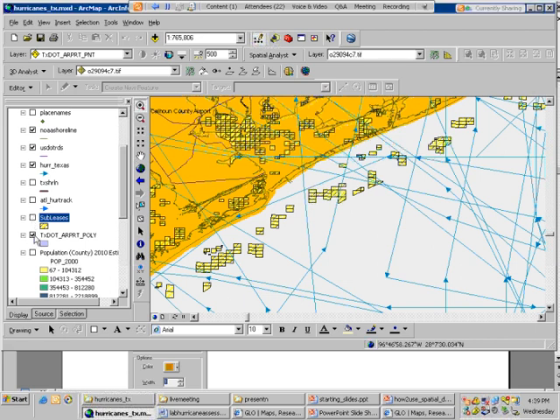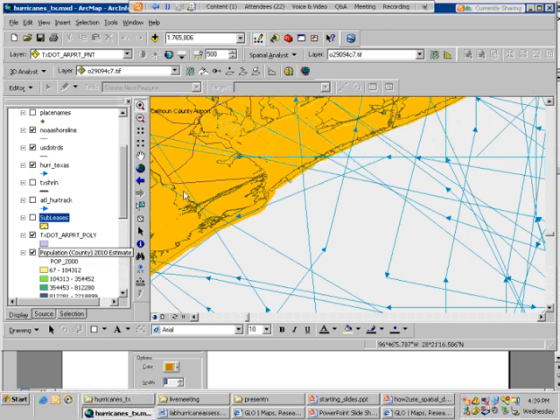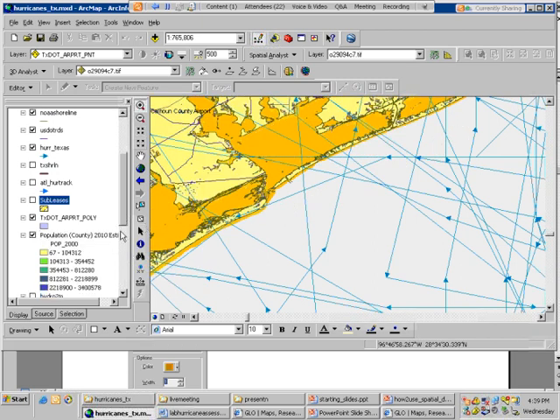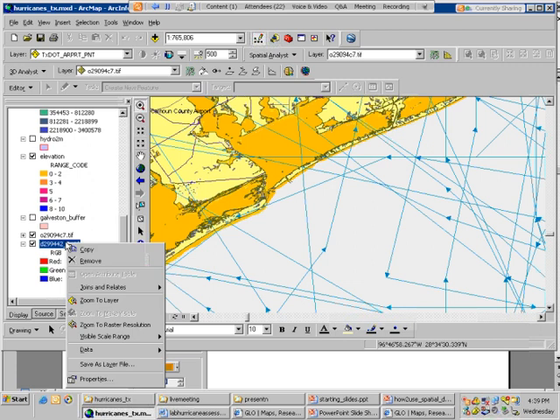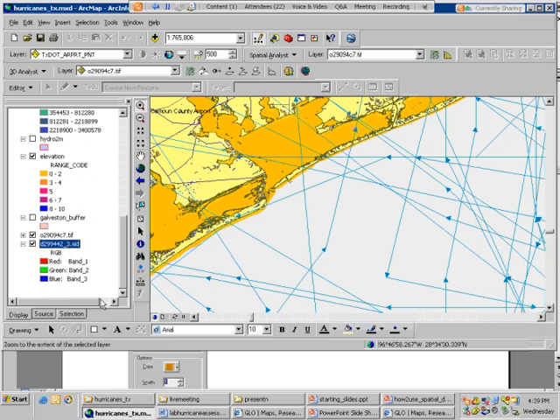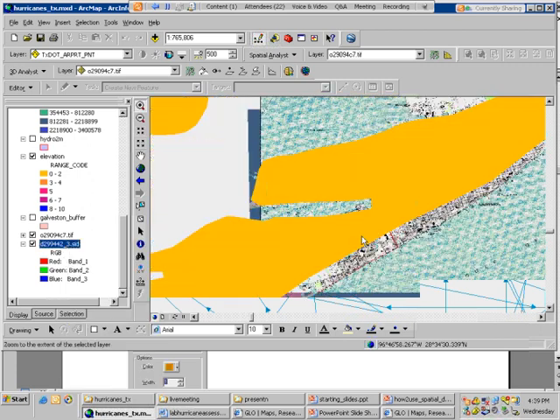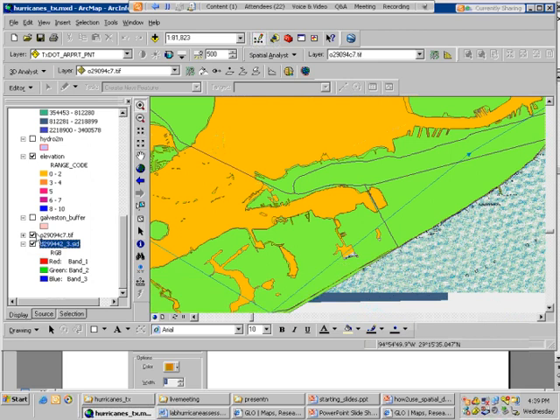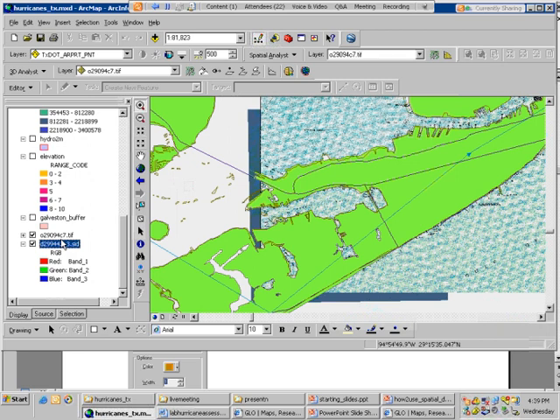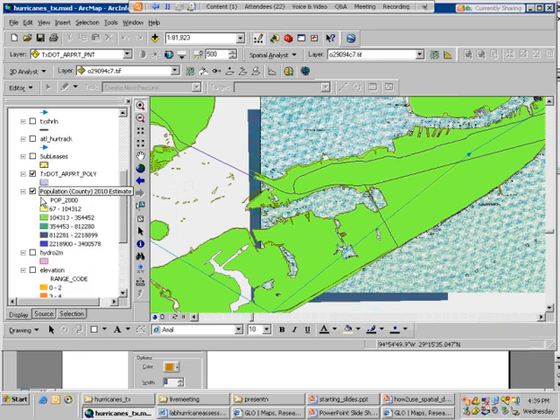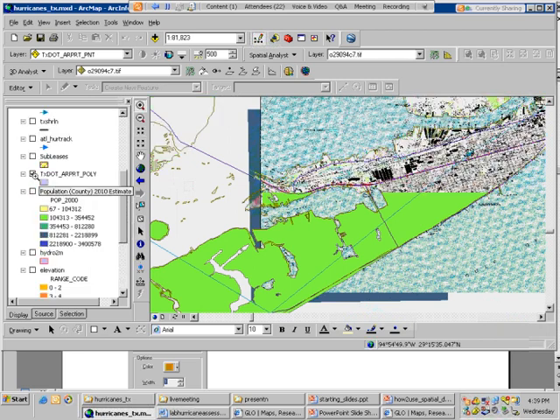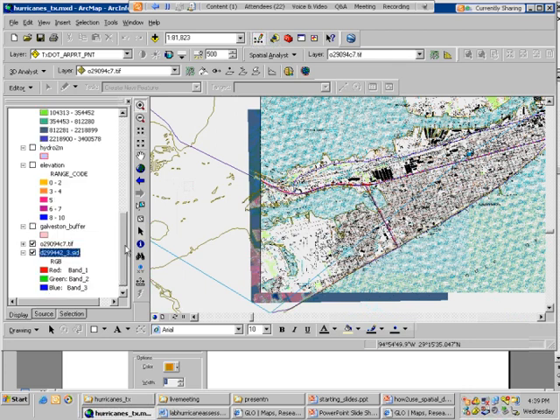So I'm going to turn off that particular layer. I'm going to turn on the population data. I'm also going to zoom into a different thing that we got from TNRIS, the Texas Natural Resources Information System, which is one of the things in this lesson. So I'm going to turn off a couple of other layers here for the moment.